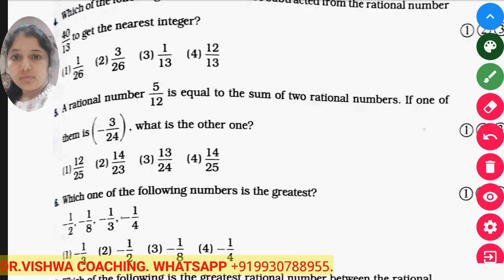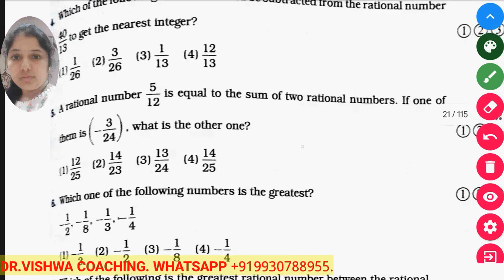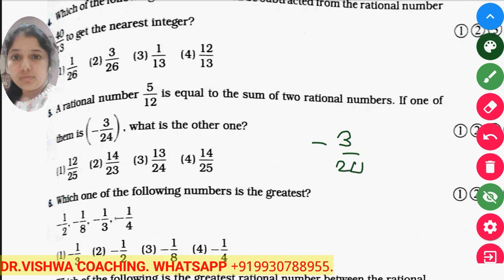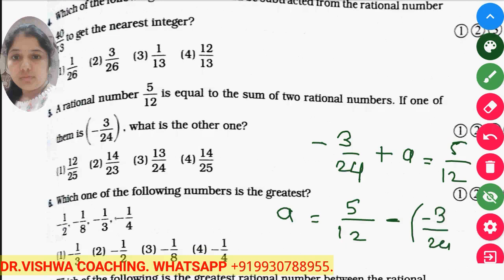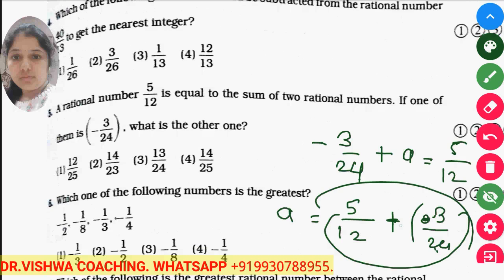The rational number 5 by 12 is equal to the sum of two rational numbers. One rational number is given to you, which is minus 3 upon 24. The other we assume as A, and the sum is known to you, which is 5 by 12. So A is equal to 5 by 12, and here addition goes to subtraction. So it becomes minus 3 upon 24. Minus minus plus. So 3 upon 24. Now you can add. 5 twos are 10 plus 3 upon 24. So 13 upon 24 is your answer.